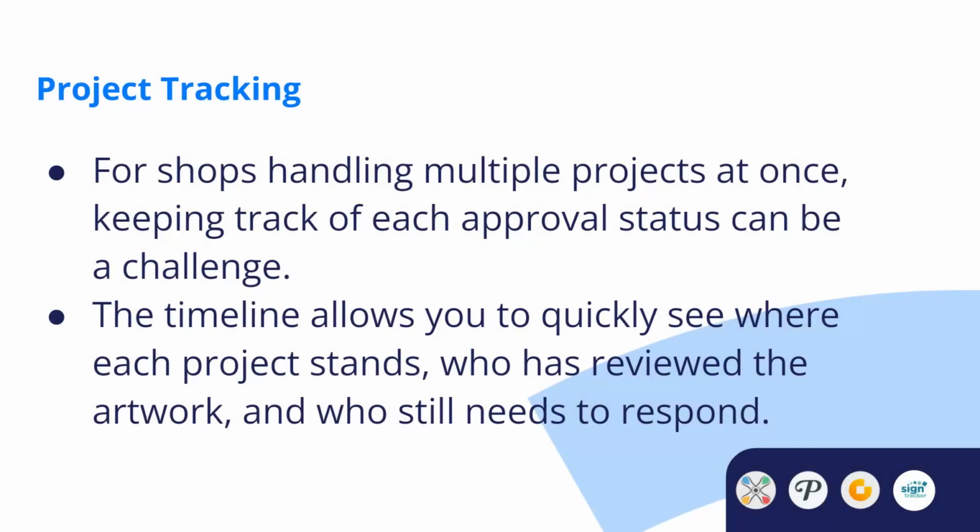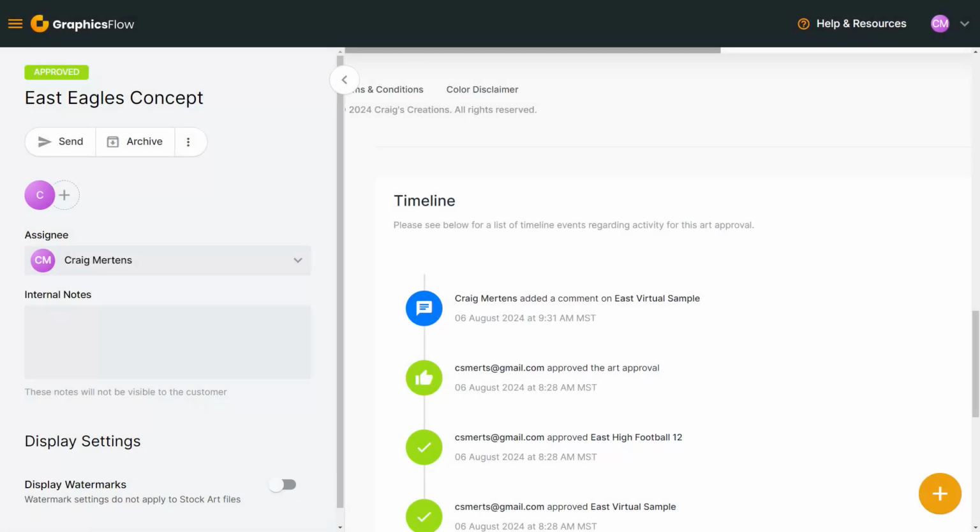Project tracking. For shops handling multiple projects at once, keeping track of each approval status can be a challenge. The timeline allows you to quickly see where each project stands, who has reviewed the artwork, and who still needs to respond. The Art Approval Line Item Event Tracking feature is a valuable tool for improving your art approval process.